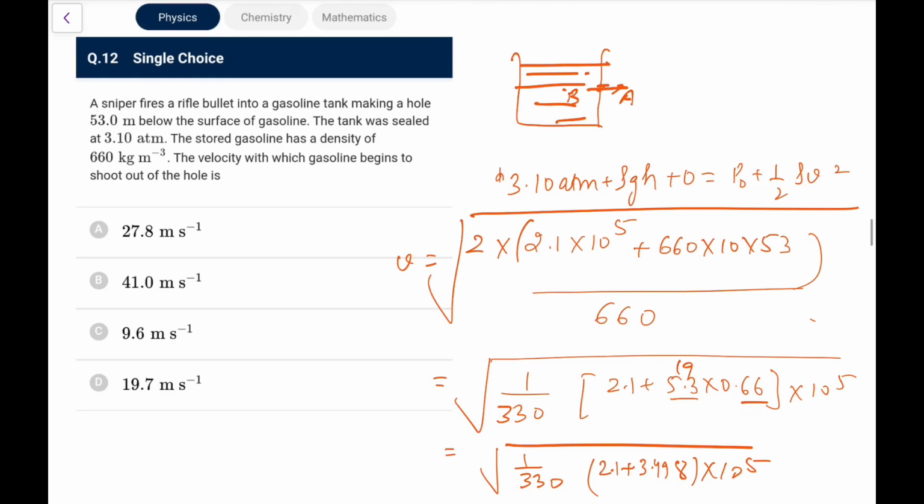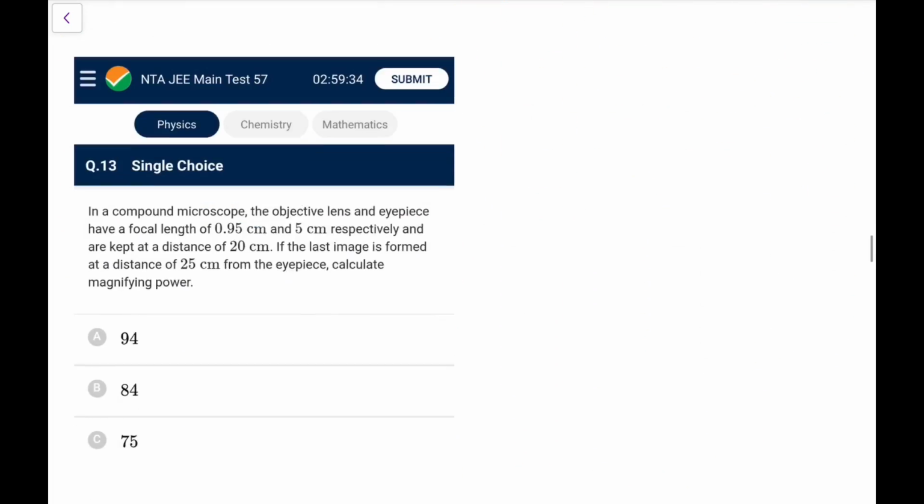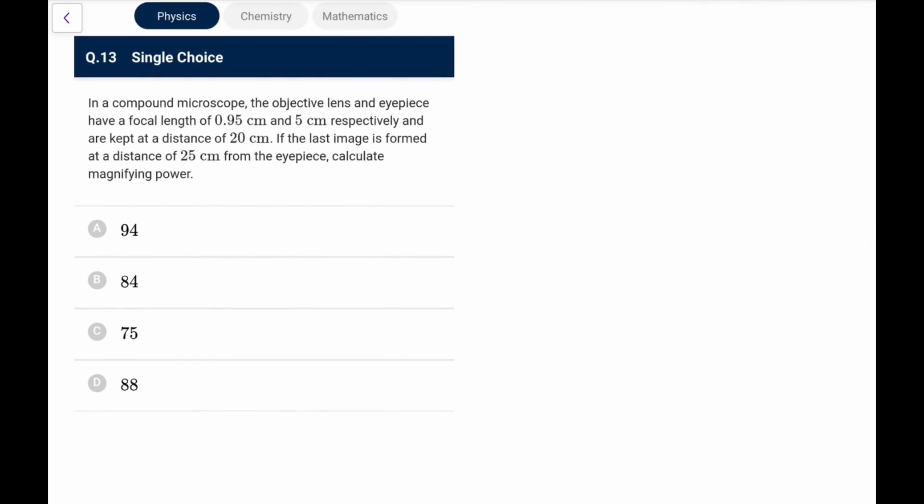So if I do this 1000, this would be almost 3 times, so 300 into 5 point something, so it is 1500, 1600 plus. So we could directly go for this option, 41 meter per second approximately this will come. I have done many approximated calculations, so you can do the complete results. Now this was the fluids based question.